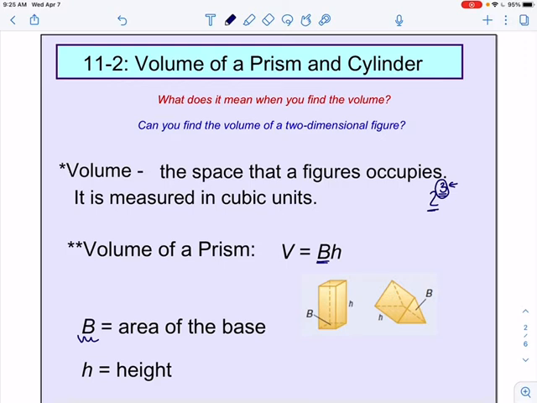In the right-hand one, you have a triangular prism. Keep in mind with a prism, your bases are the sides that are parallel. It's your triangular sides here that are parallel. That's why even though this is sitting on a rectangle, it's still a triangular prism. We would find the area of that triangle with the regular area of a triangle formula, 1/2 base times height, and then multiply it by that height. So the volume of any prism is the area of the base times the height.